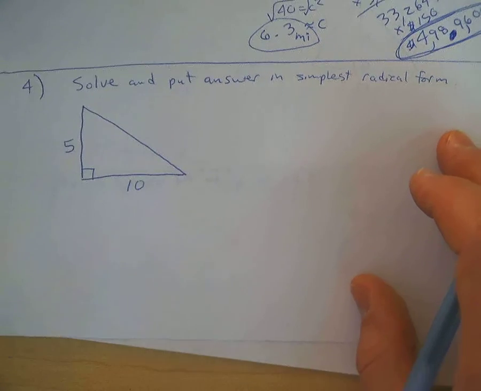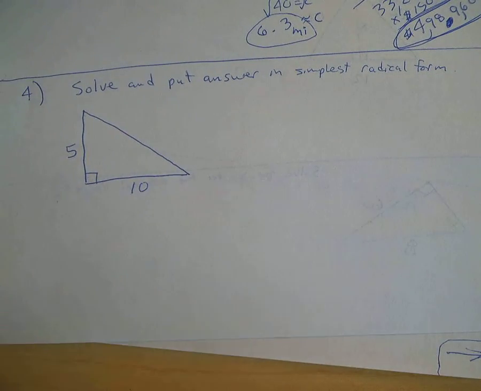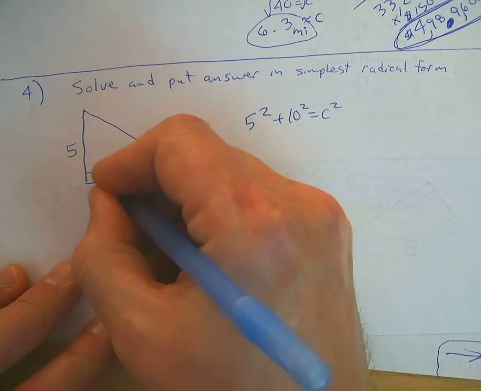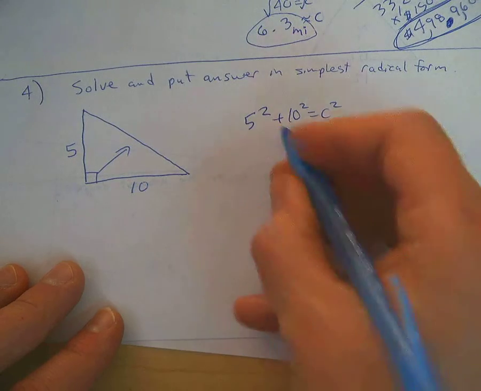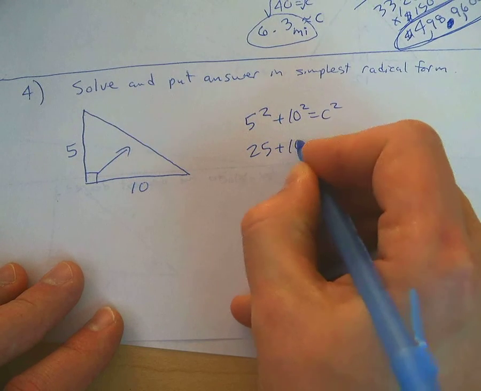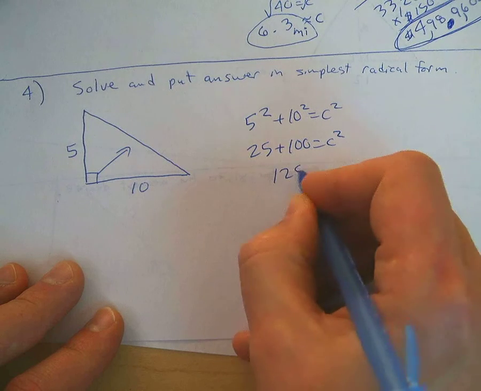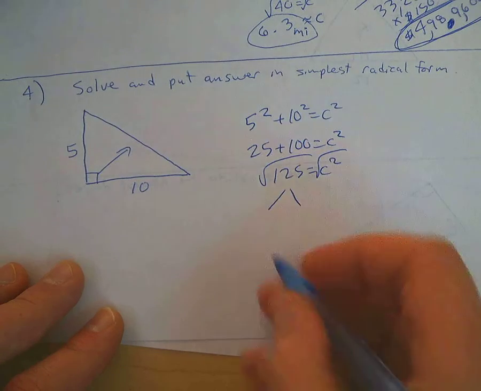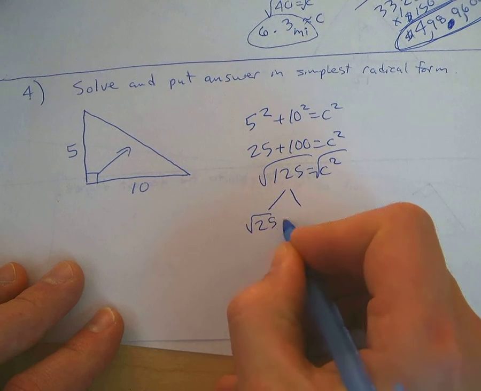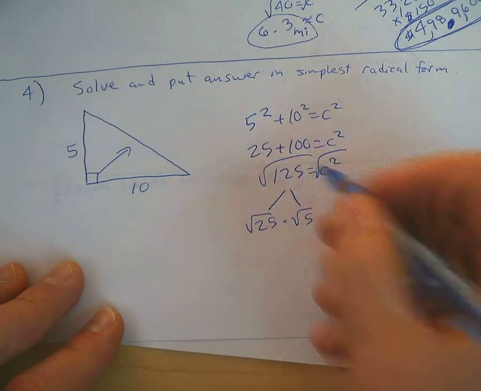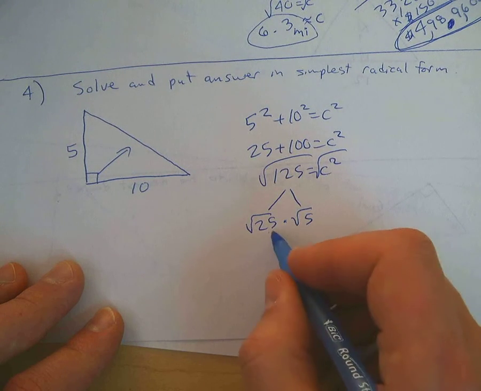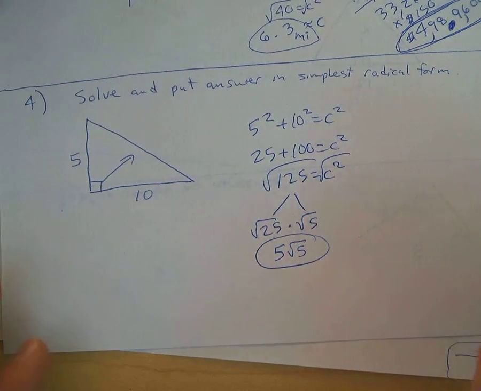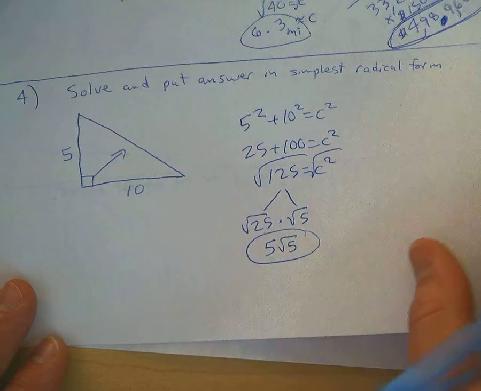Okay, now we got a problem. Solve it and put the answer in simplest radical form. So we're going to take 5 squared plus 10 squared equals c squared, because the right angle points to the hypotenuse, so we do not know the hypotenuse. So we have 25 plus 100 equals c squared, or 125 equals c squared. Take the square root. We want to factor out the biggest perfect square we can, which is 25 times 5, which gives us 125. The square root of 25, sorry, is 5.